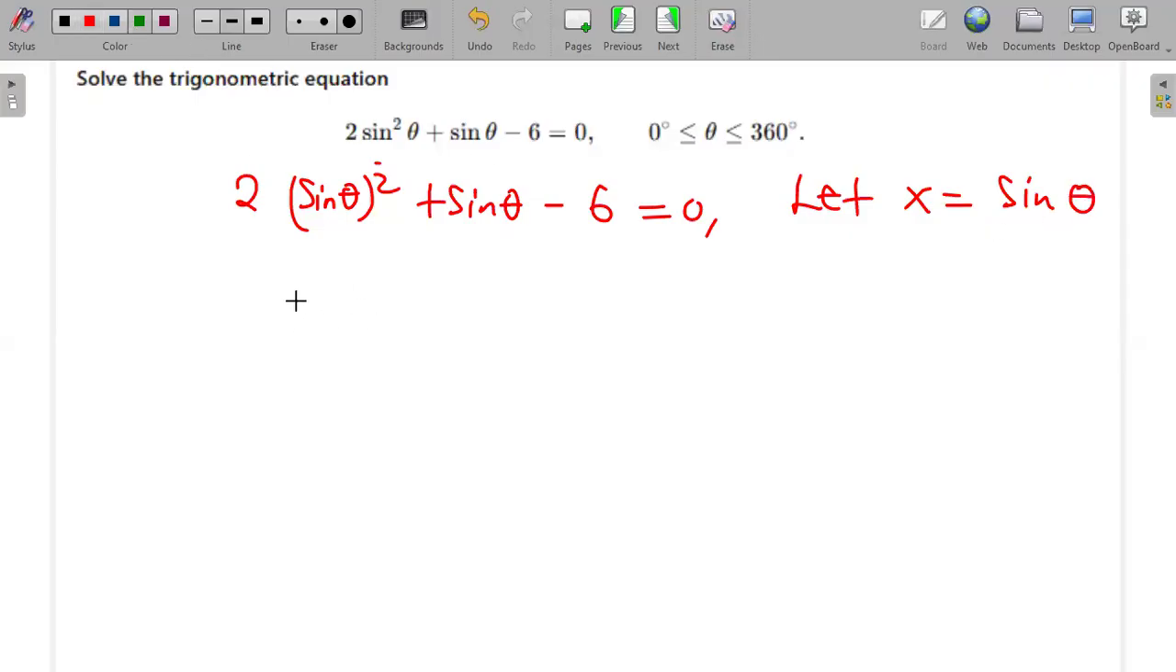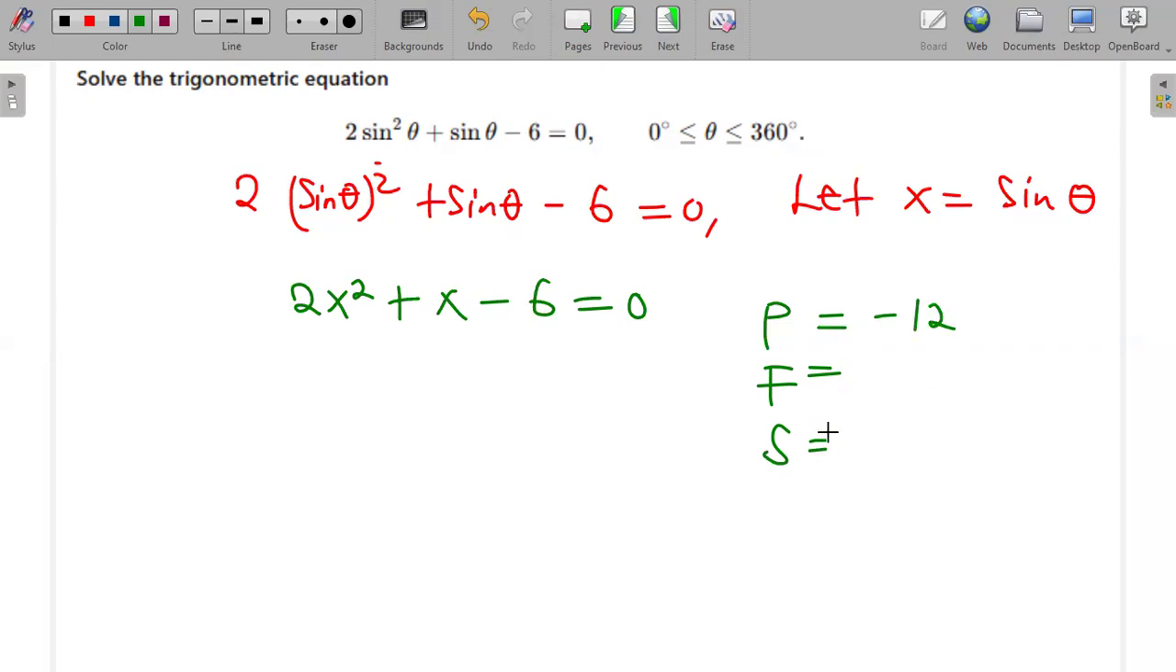Okay, so meaning that I have 2x squared plus x minus 6 is equals to 0. Product, factor, and then the sum. Okay, so what is the product there? What is the factor? What is the sum? The product is minus 12. Okay, so meaning the sum is 1 positive. So what are the factors? The factors there will just be positive 4 and minus 3. If I multiply, I get this. If I add, I get this.